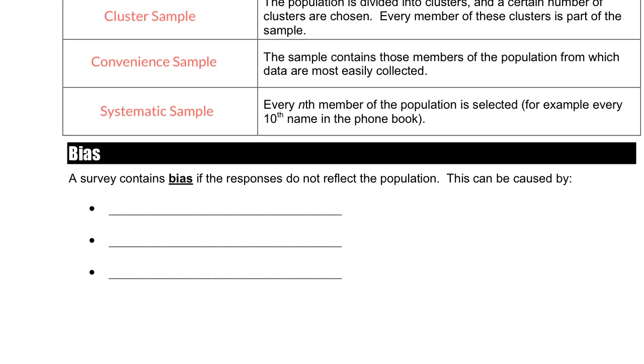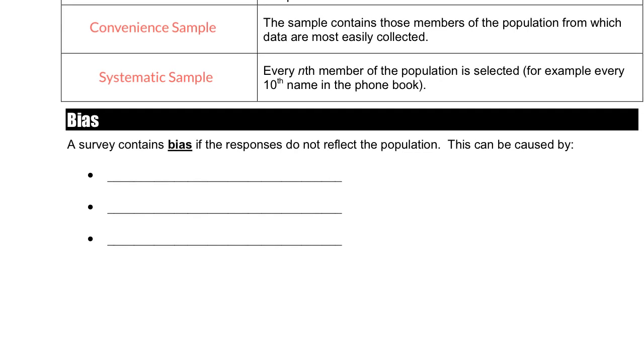But however you choose your samples, you need to be aware of something called bias. A survey contains bias if the responses don't actually reflect the population. So maybe the sample doesn't actually represent the population itself. Maybe you have bad questions in your survey that mislead people to answer one way or another. Or maybe you just have poor analysis of results. Maybe you're just using the information wrongly. Maybe you're not interpreting it correctly. All these things can cause bias, and it's just something to be aware of. We'll go through that in a later lesson in more detail.